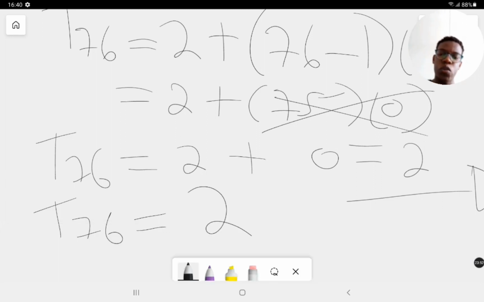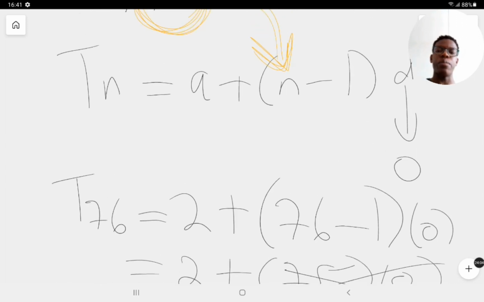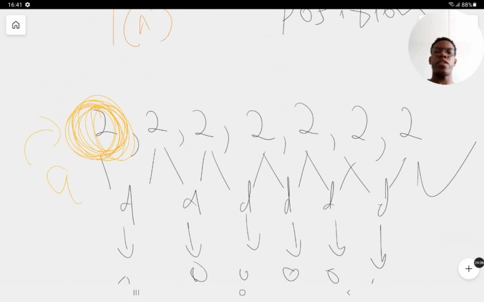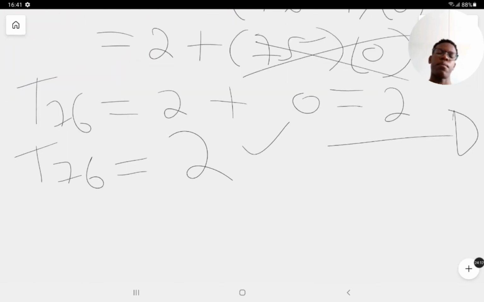It's equal to 2, and then that's our answer, and then we've solved. So we know that in the 76th position of the sequence, we are going to get an answer of 2, and we know that this is true because for all the positions you're going to have 2, and we've just proved it mathematically. Okay, that's how you use this equation. You just have to know which variable stands for what and substitute it in.